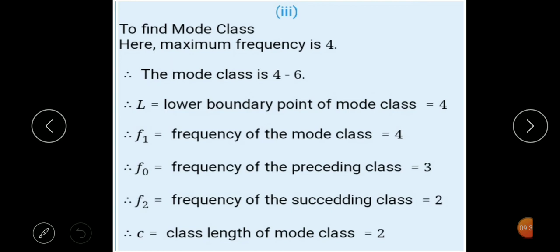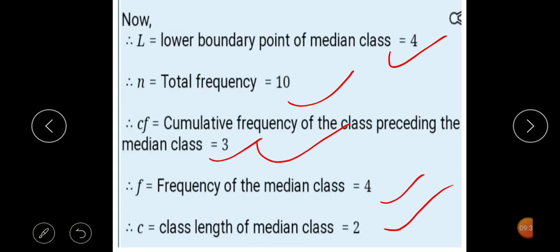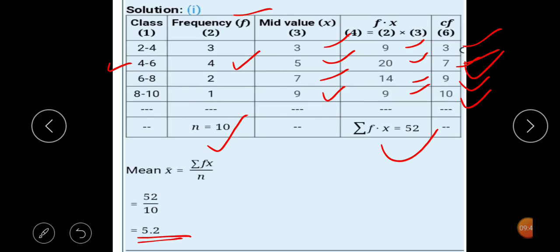See, the modal class. How will we find the modal class? Dear students, the term having maximum frequency, that is called the mode. The term or the class interval which has the maximum frequency. So clearly we are seeing the maximum frequency is 4, so the class interval 4 to 6 has the maximum frequency, so this is the modal class.